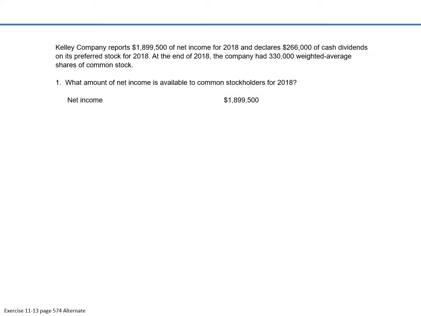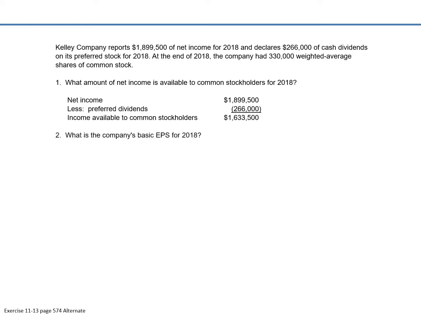All right, so our income is $1,899,500. We have cash dividends of $266,000. So our income available to common stockholders is $1,633,500. What is the company's basic EPS? We have the income available to common stockholders, 1,633,500, divided by weighted average shares of common stock, which they tell us are 330,000. So we have basic EPS of $4.95.